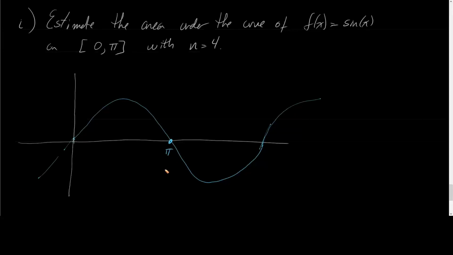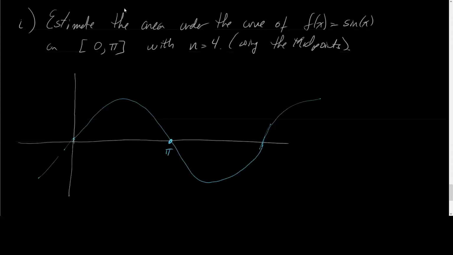So what we want to do here is split up this interval into 4 pieces, and then we're going to use the midpoint formula. I should have specified in the instructions using the midpoints. All right, so we've got the interval from 0 to pi. We're doing 4 intervals. So let's see what that means.